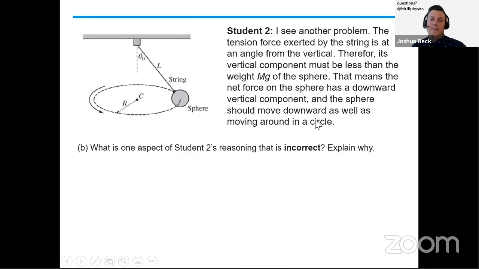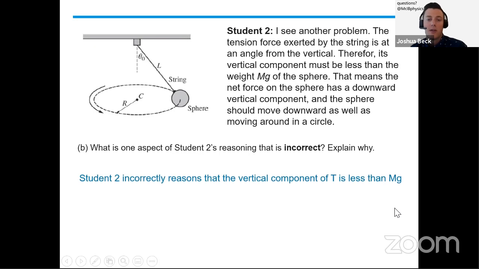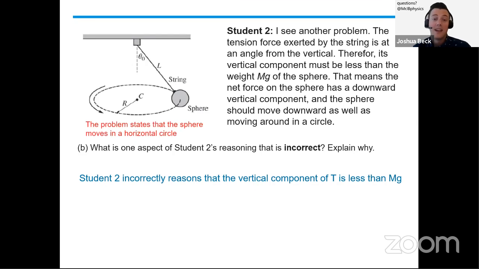Now I'm going to address this issue of talking about movement in just a second, but first let's answer the question. What is one aspect of student two's reasoning that's incorrect? Well, again, I'm going to explicitly mark out what they said that's incorrect. That way there's no confusion whether or not I'm starting to explain myself or correct it. I want to be really clear. Student two incorrectly reasons that the vertical component of T is less than mg. And now I'm going to explain why that's not the case.